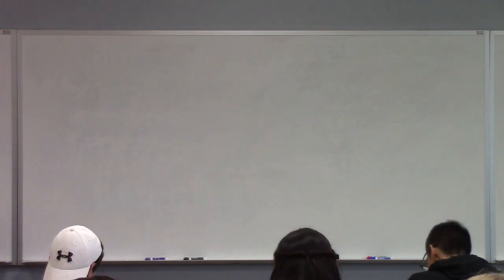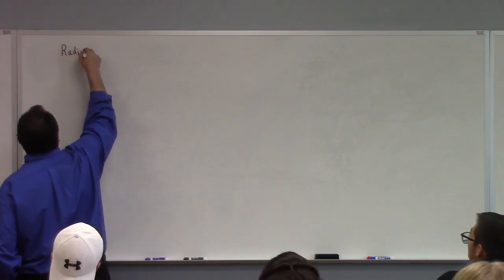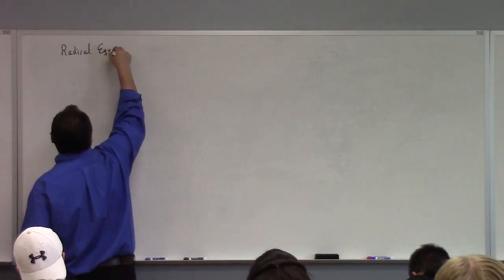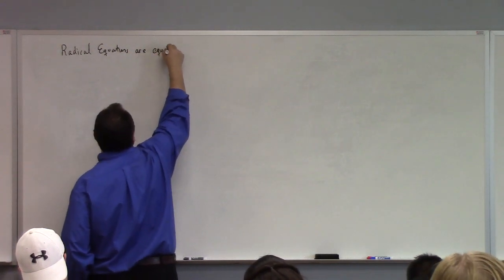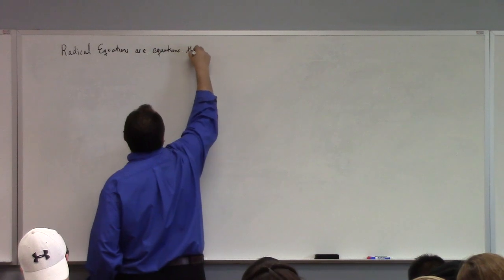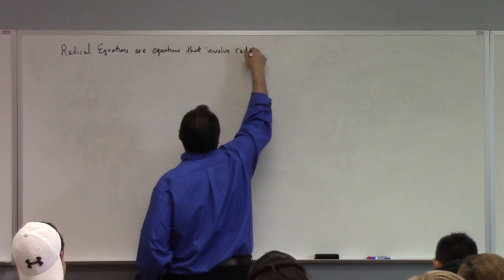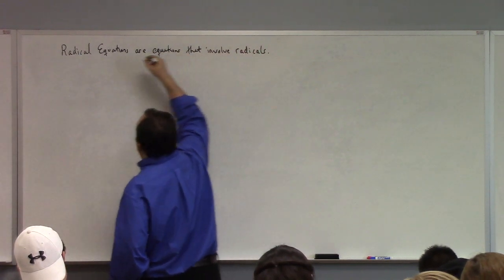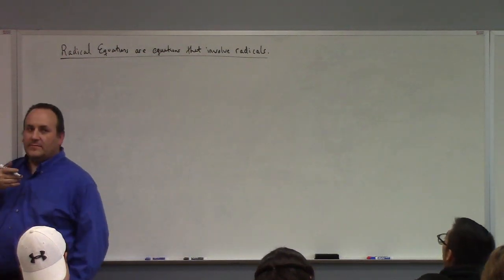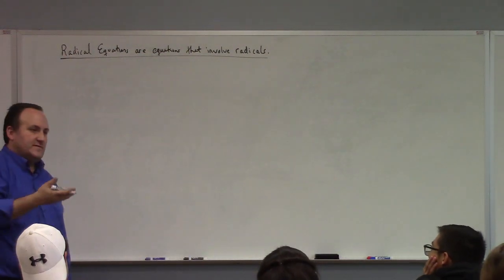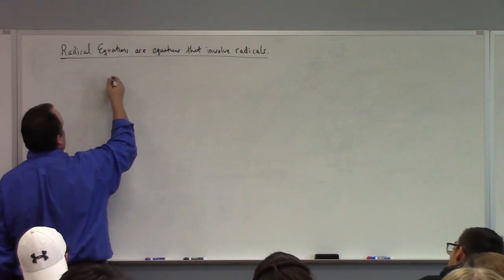Interesting. So this is going to be really shocking. Radical equations are equations that, wait for it, involve, guess what? Radicals. Okay, there we go. That was kind of a little anticlimactic, wasn't it? But what is a radical? It's like the square root. That's pretty much true.